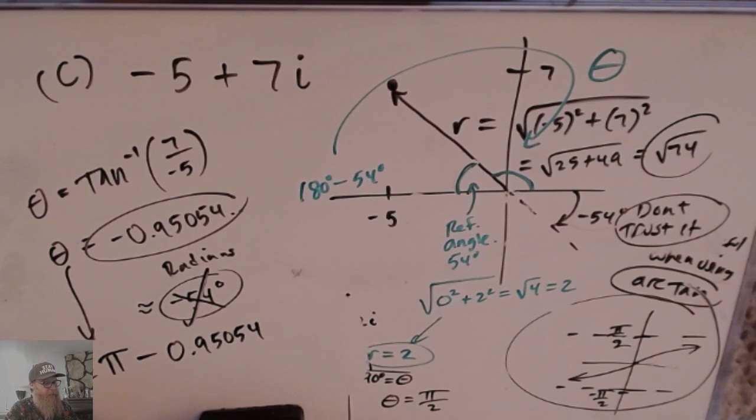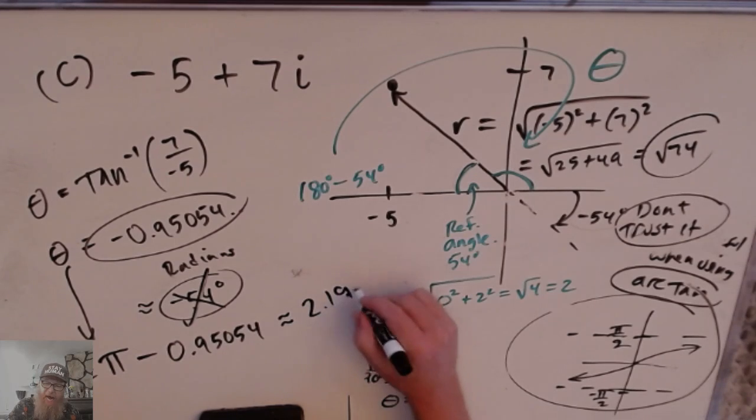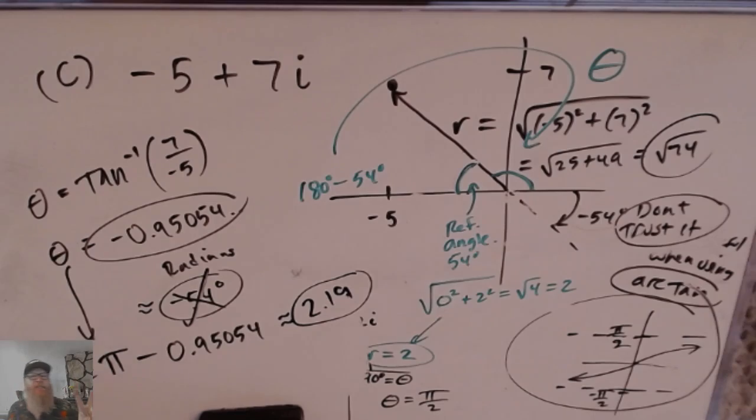So pi minus 0.95054 is 2.19, which will probably be good enough for this section. I think I'm doing 2 decimal places. Otherwise, these answers get ridiculous.